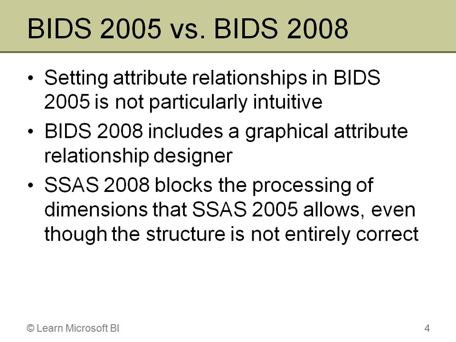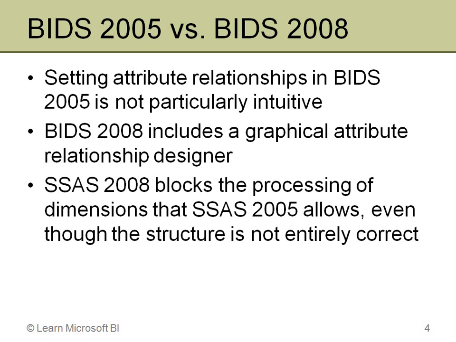The good news is that in BI Dev Studio 2008, there's a graphical attribute relationship designer. This makes things much easier and makes it a lot easier to spot problems, circular references, and so on. So it's very useful, and I will show you that tool as well.